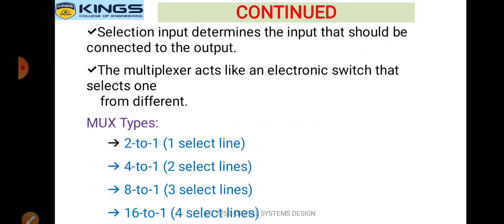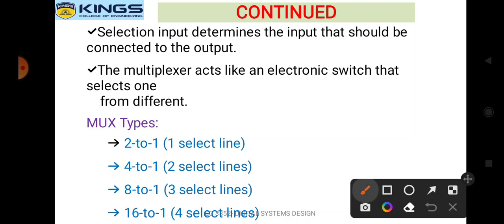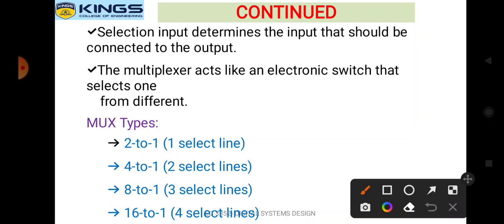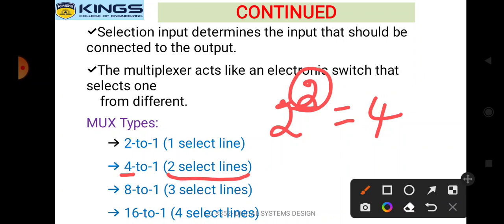See here, these are the different types of multiplexer. What are the different types of multiplexer? There are 2:1 multiplexer, 4:1 multiplexer, 8:1 multiplexer and also 16:1 multiplexers are available. Suppose 2 power 1, that means 2, so 2 inputs and only one selection line, that is 2:1, right? Similarly, if I take 2 power 2, which is equal to 4, so 4 inputs and 2 selection lines will be there, right?